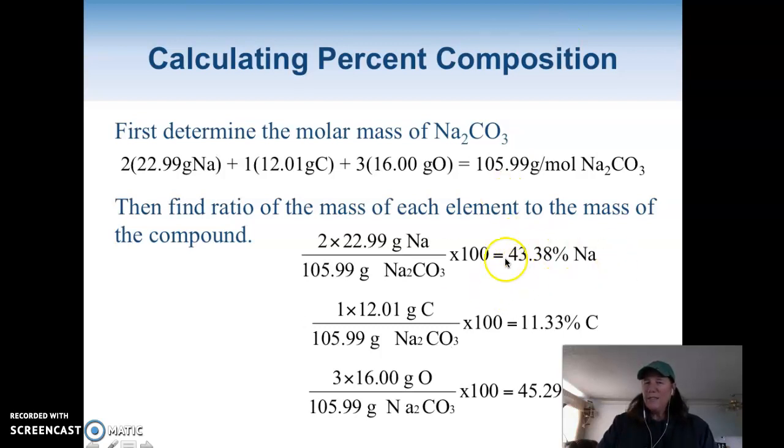And when you add these numbers up, they should equal 100. If you get 99.9 or 100.1, that's not a big deal. But if you get like 98, yeah, messed up. Or if you get 104, yeah, messed up. So these percentages should equal real close to 100 because it's just one compound.